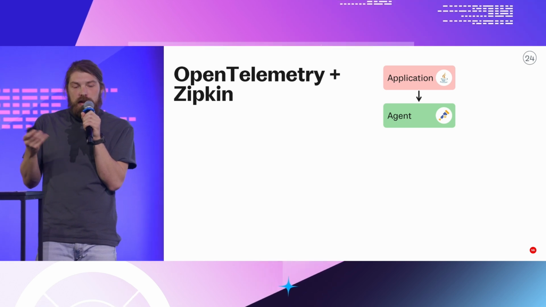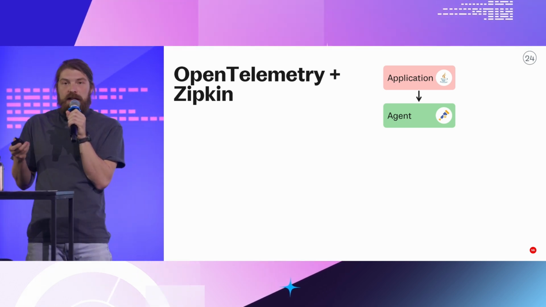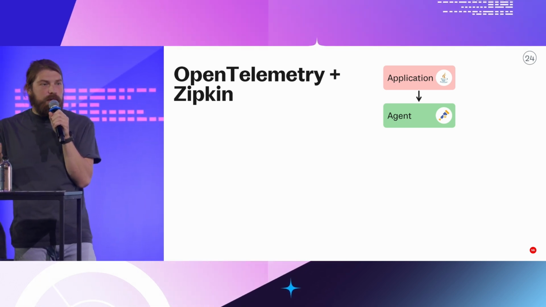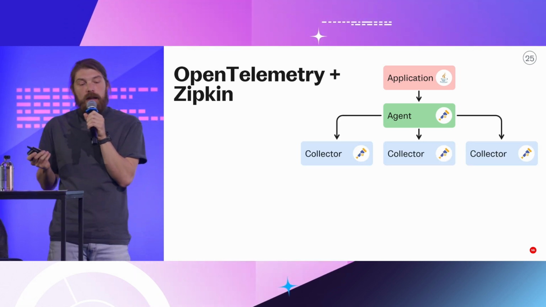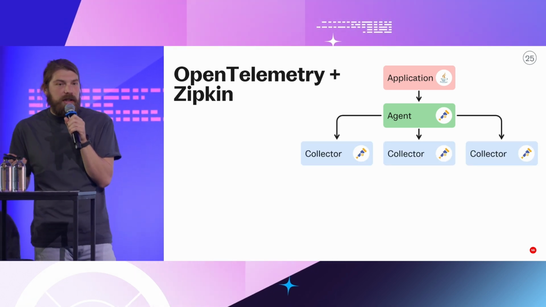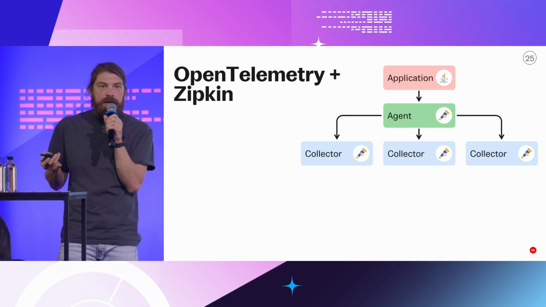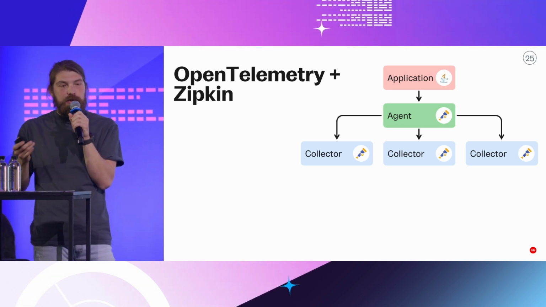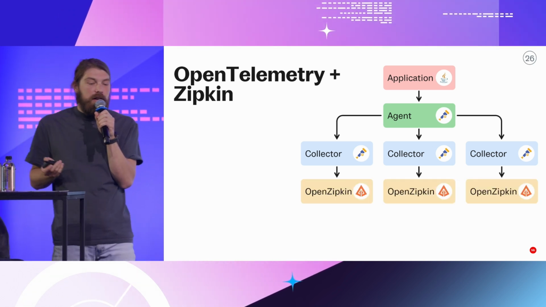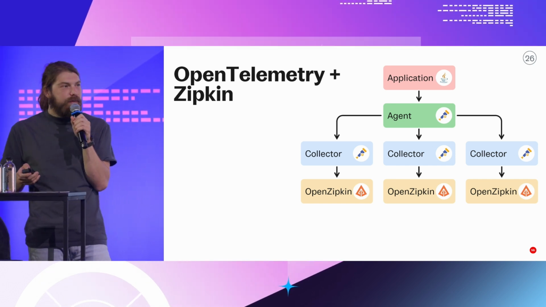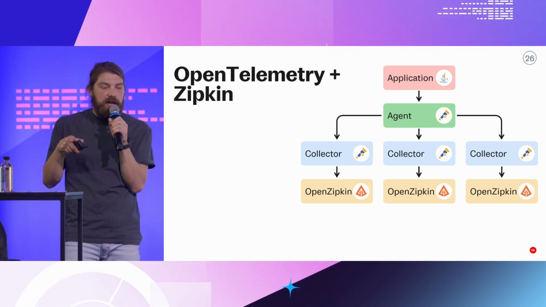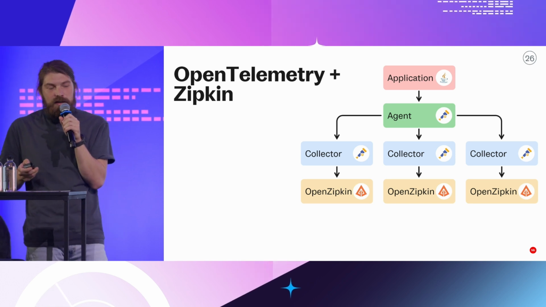So we had an app. The backends are on Java and Python through special instrumentation. This OpenTelemetry library wrote data into the OpenTelemetry agent. Then the OpenTelemetry agent would balance the requests among collectors, and then the collectors would be writing into the OpenZipkin backends.